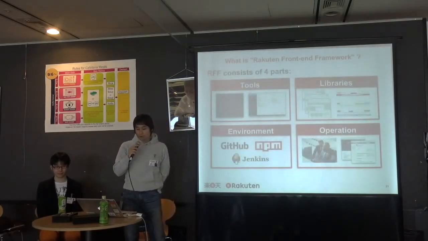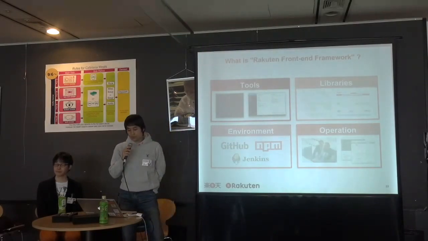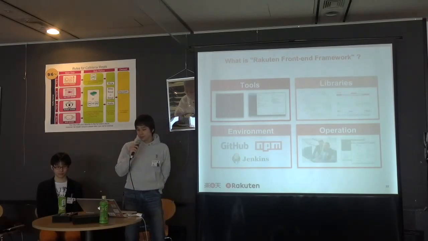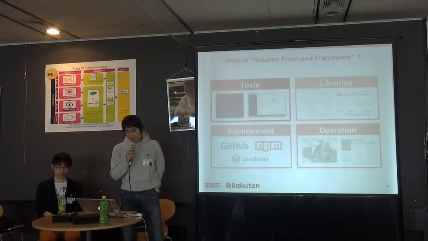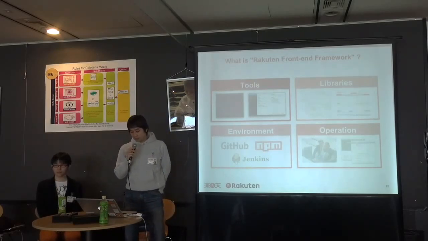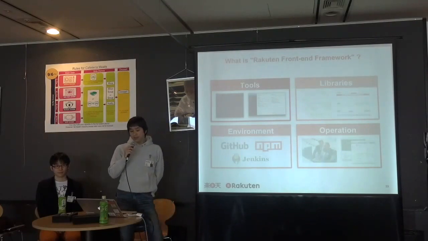RFF consists of 4 parts. The first one is tools. This is the main part of the framework, based on open sources such as Yeoman, Grunt, Bower, and so on. It allows us to develop web content efficiently. We will explain the details later.